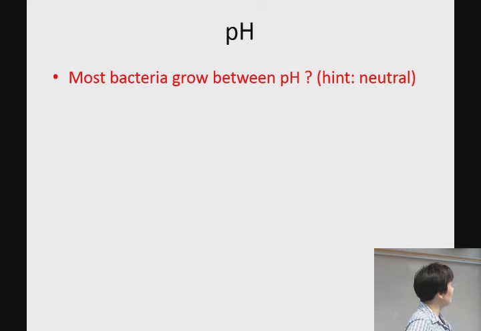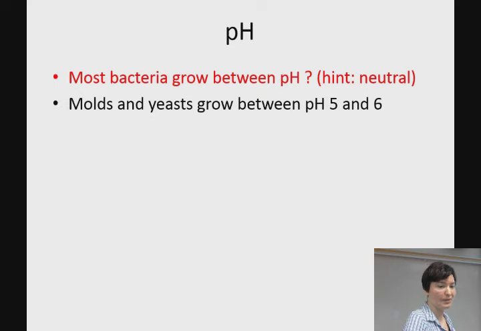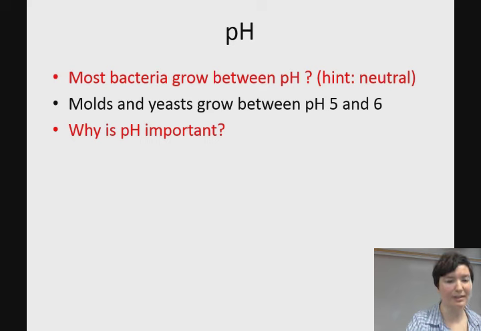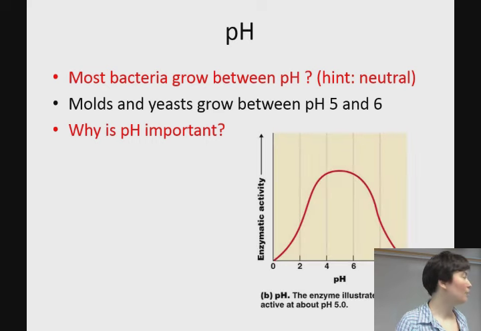Okay, so now let's move on to pH. Most bacteria grow between what pHs? 6.5 to 7.5 roughly, right? Really close to neutral. There are some molds and yeasts that prefer a slightly acidic pH. Why is pH important? Because it affects protein folding. And remember that when we look at a pH curve, here in the middle would be the optimal pH for whatever organism. And then we see these sharp drop-offs on either side that are pretty symmetrical, unlike the temperature.